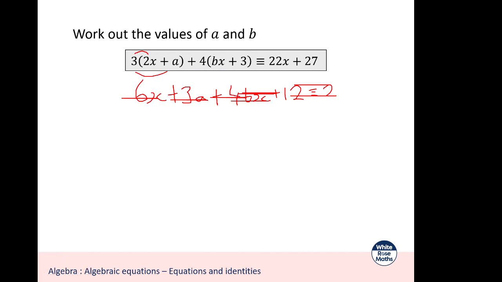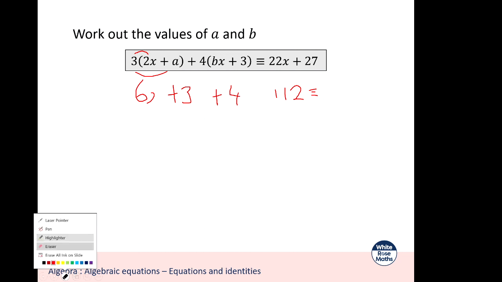Again, this topic came up this year, so this can appear on both the higher or the foundation paper. This is more higher, I would say, but it can also appear on the foundation as well.